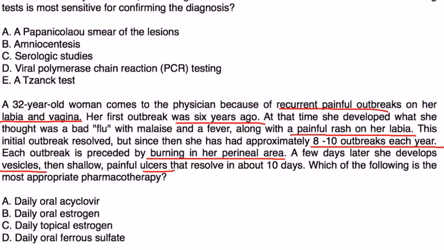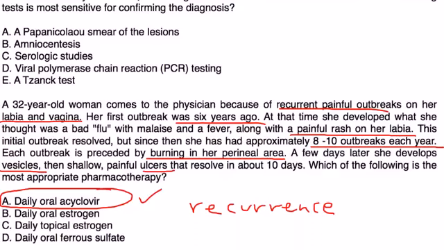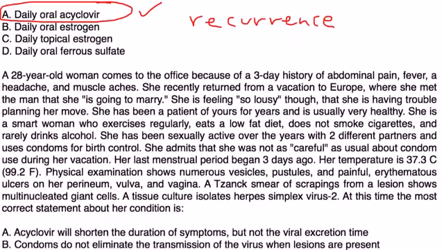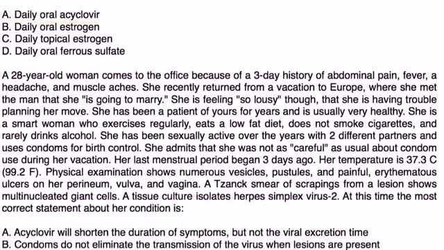Well, it's rather unfortunate, and this clinical vignette illustrates the recurrent nature of herpes simplex. Unfortunately there's no cure, but you can use an antiviral drug such as acyclovir or valacyclovir to shorten the duration of symptoms, and that would be choice A. And finally, a big long one.